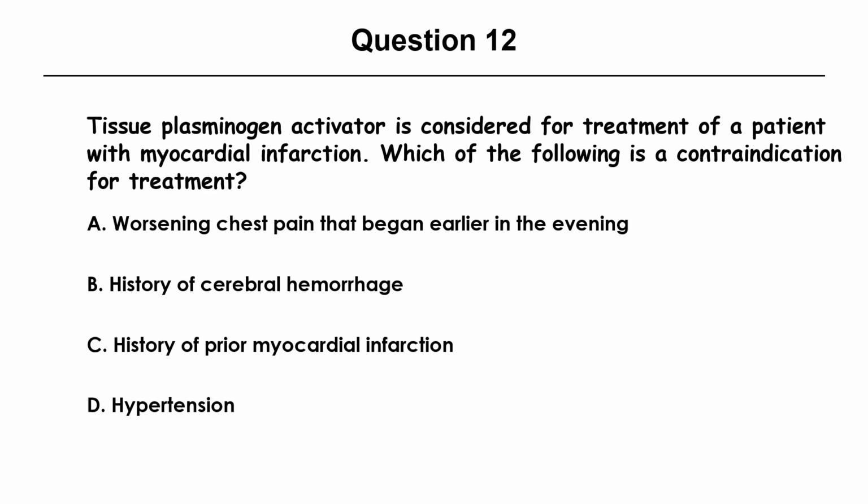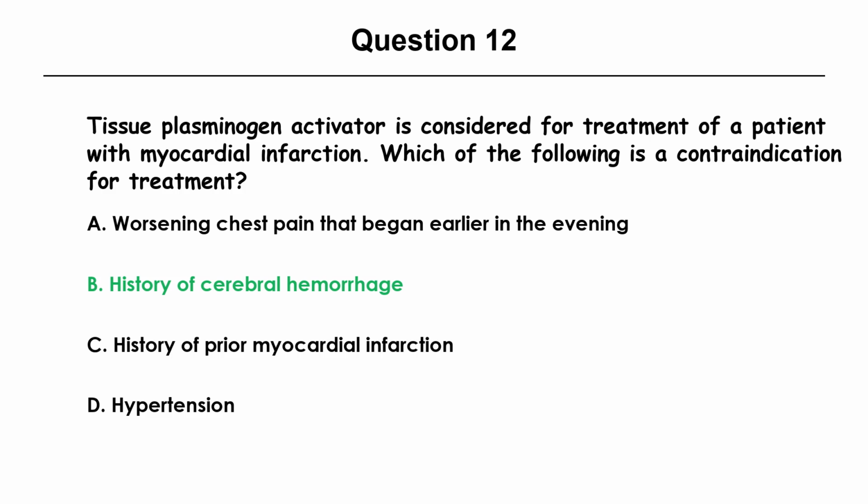Question 12. Tissue plasminogen activator is considered for treatment of a patient with myocardial infarction. Which of the following is a contraindication for treatment? Option A. Worsening chest pain that began earlier in the evening. Option B. History of cerebral hemorrhage. Option C. History of prior myocardial infarction. Option D. Hypertension.